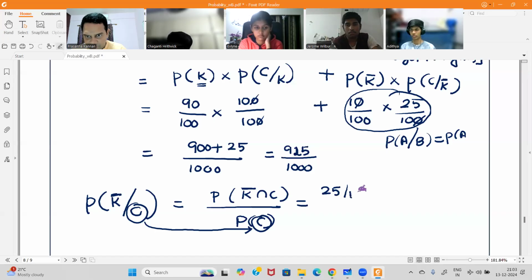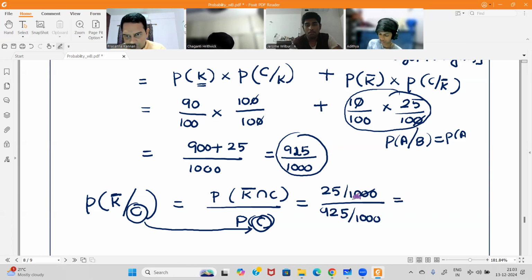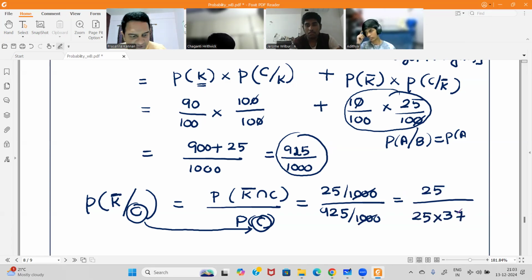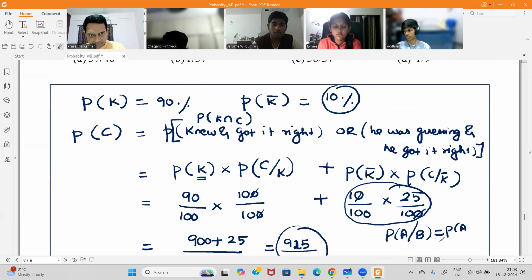So it is 25 by 1000 divided by P of C we already found. What is it? 925 by 1000. Exactly. So 1000 gets cancelled. This is nothing but 25 into 37, because we know that 25 into 40 is 1000, 75 less. Therefore, 25 into 3 less. So I can write 925 as 25 into 37. So what will be my final answer, Jerome? 1 by 37, sir. Exactly. So that's your answer.